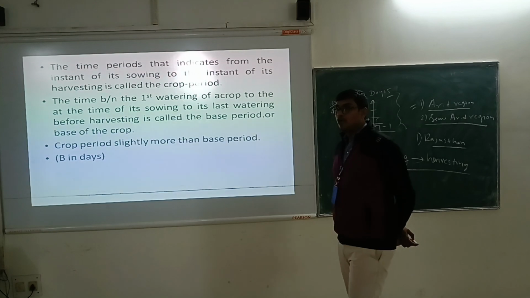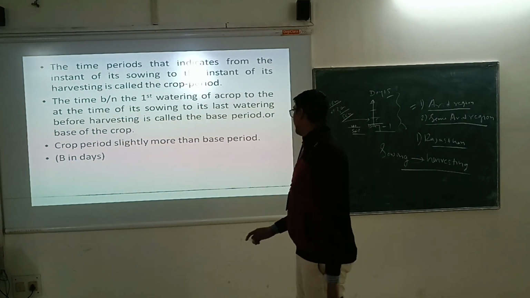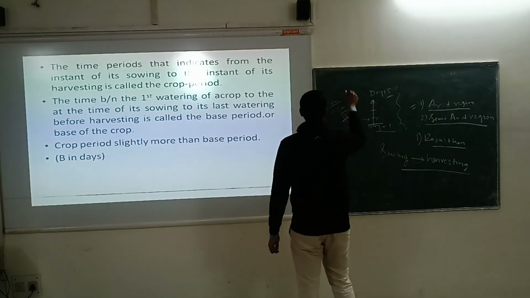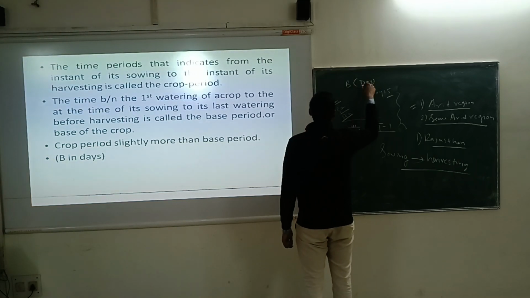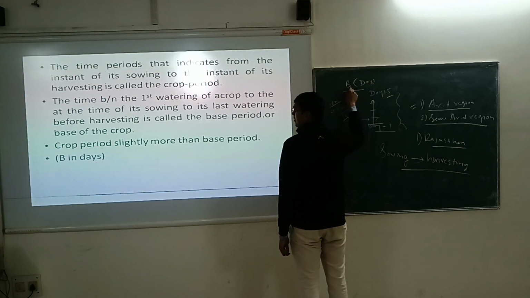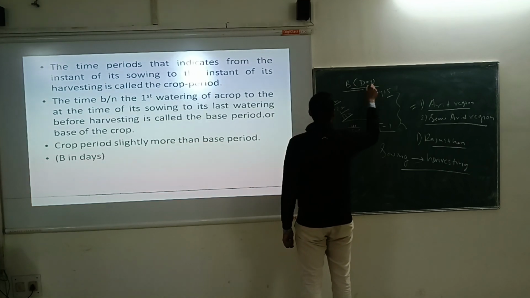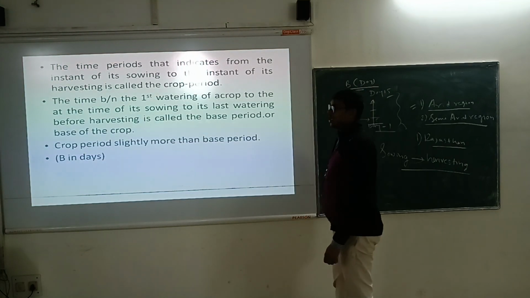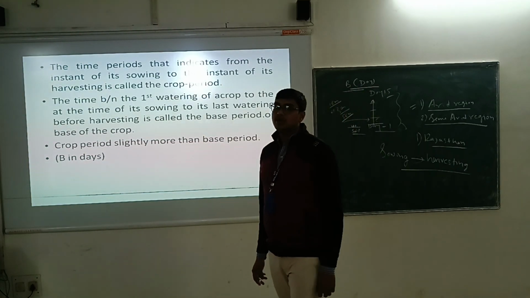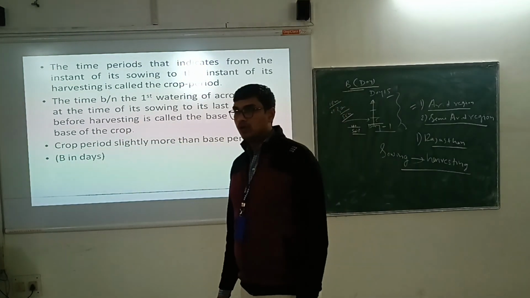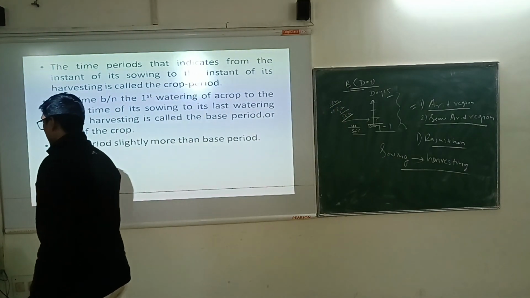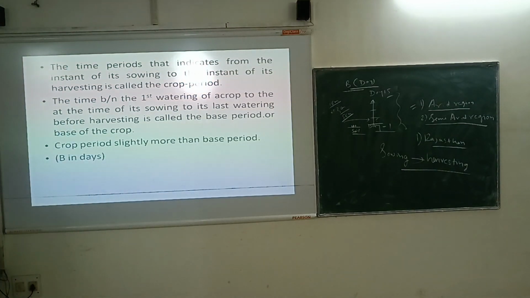Both the time periods are indicated in number of days. So if B is the crop period or base period, whatever, that is indicated in days only, and the crop period in general is slightly more than the base period.